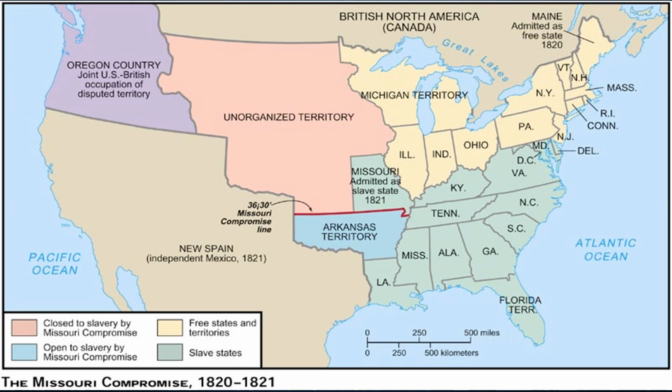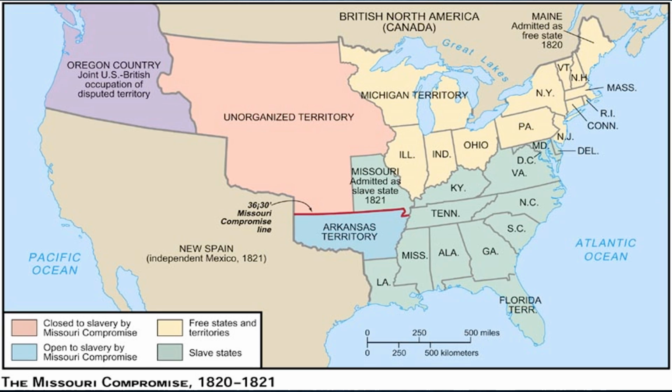We'll bring Missouri in as a slave state, we'll bring Maine in as a free state, and this will maintain that delicate balance of power in Congress. Okay. Now, the Missouri Compromise is going to do one other thing, and this is really the more important aspect. If you take a look at this map, you'll see where it says Arkansas Territory, and there's a red line above it, and it says the 36°30' parallel line, Missouri Compromise line.